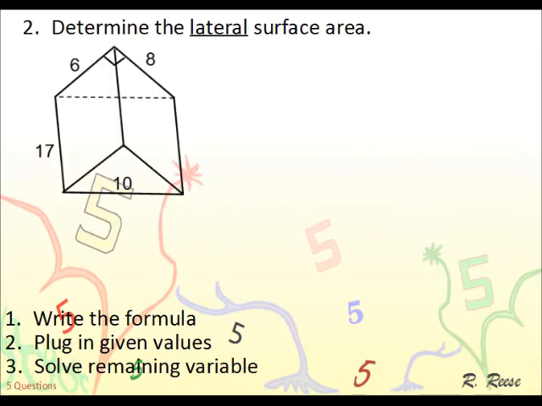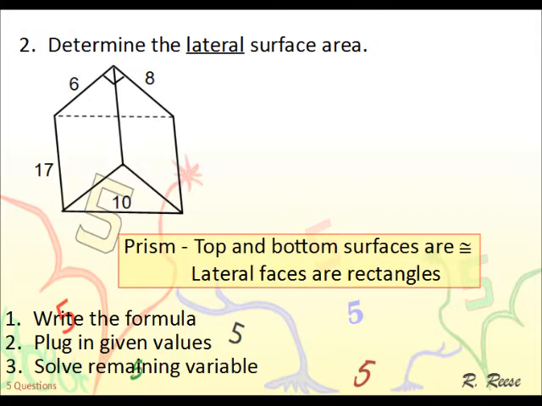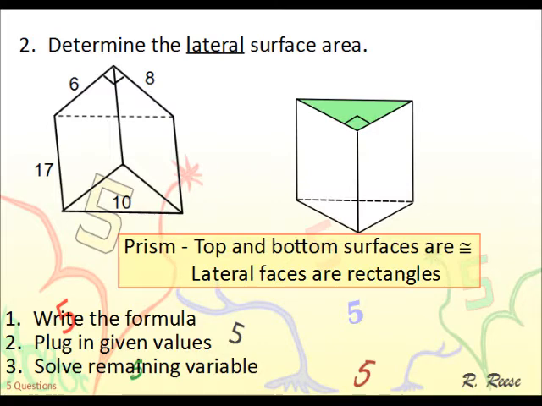Alright, let's do another. Let's say we were to determine the lateral surface area of this particular figure. You should first recognize that this is a prism. A prism is when the top and bottom surfaces are congruent and the lateral faces are rectangles. Now when you look at this figure, you might recognize that the top is really just an edge, this thing here. That doesn't necessarily mean that it's not a prism. It is in that it used to be standing upright. If it were standing upright, it would look like this, but this thing essentially has been teetered over like that.